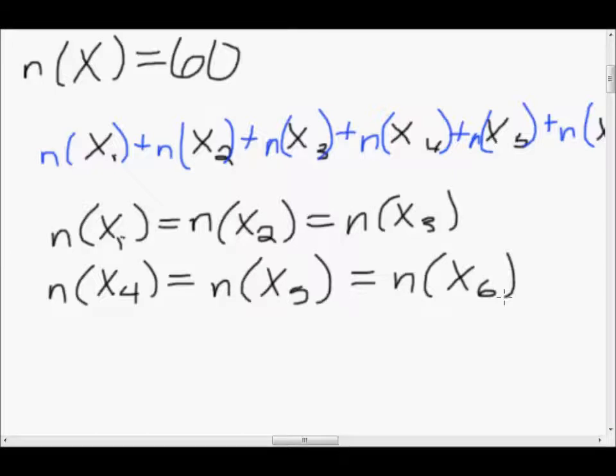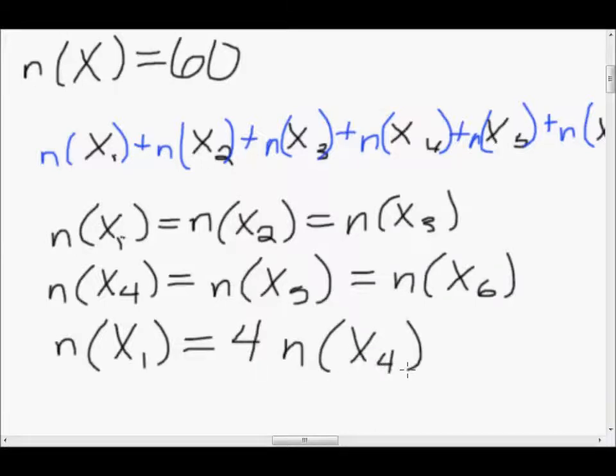And the final bit of information, another important bit for this problem, and this is a pretty typical problem, is saying that the number of things in X1 is equal to 4 times the number of things in X4. And that's this problem in a nutshell. We've got to use these facts somehow. They wouldn't give you the information, typically, they're not that mean, unless it was useful.